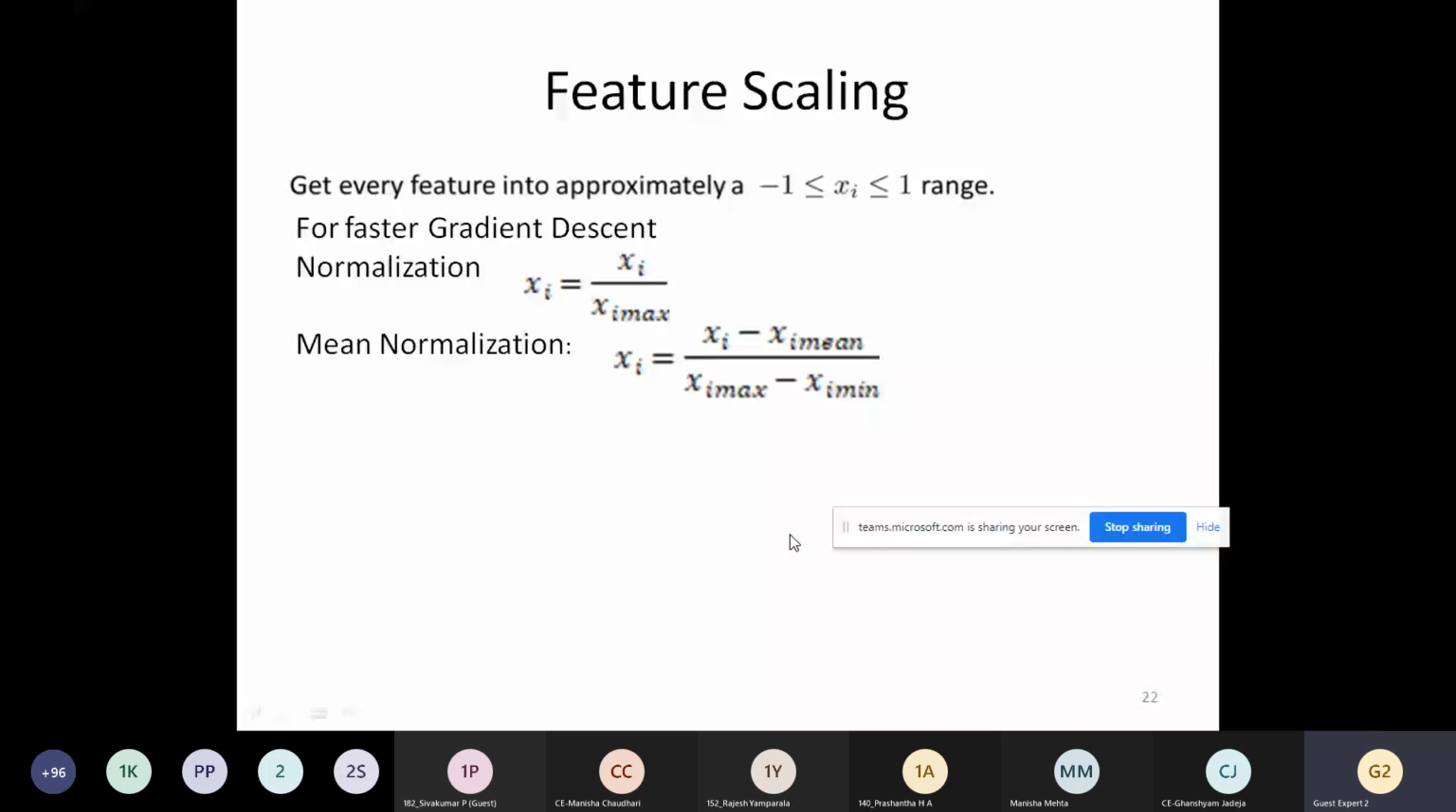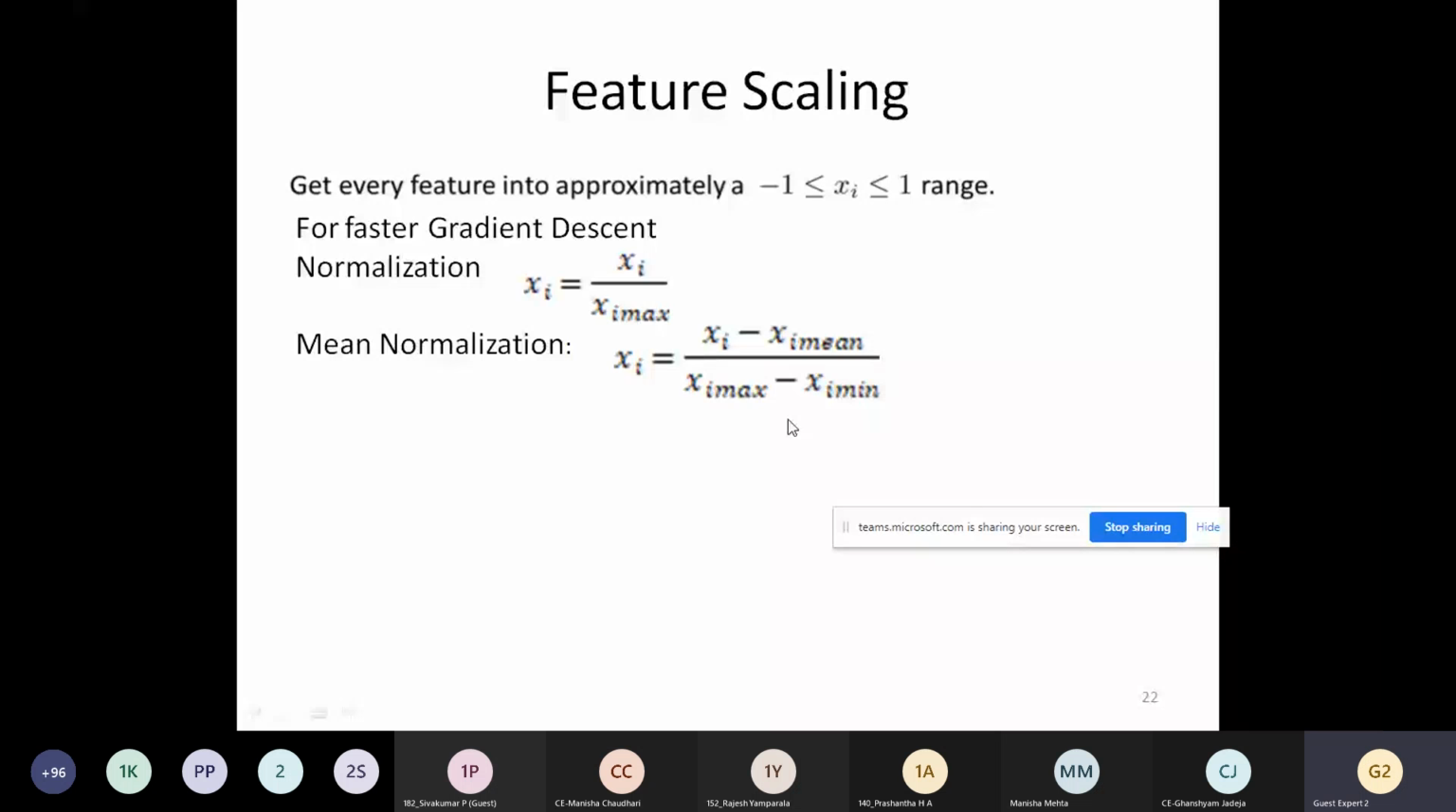So how can you do normalization? There are two techniques. One is you can divide each feature by its maximum value, or the second method is mean normalization, in which you subtract the mean value from your xi and divide it by the range of your feature vector. So these are the two methods which can be used for feature scaling, and it is required when the value of your feature is very large.